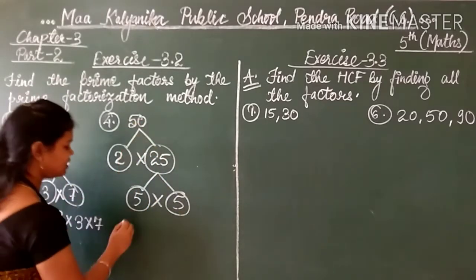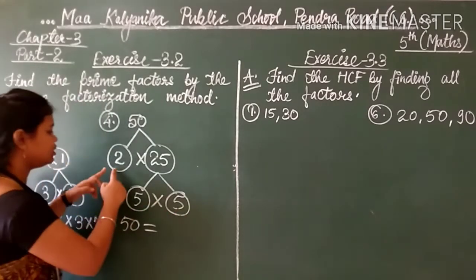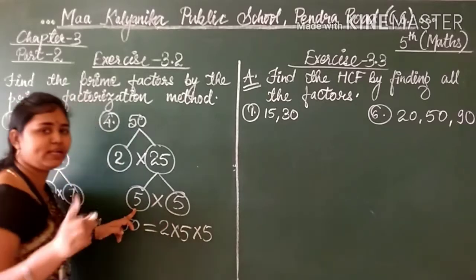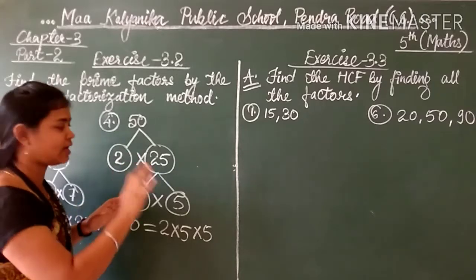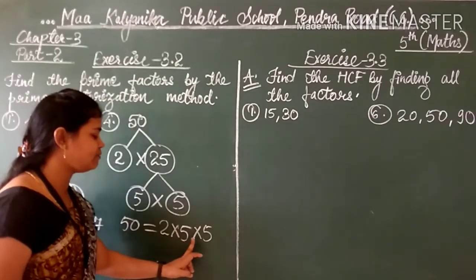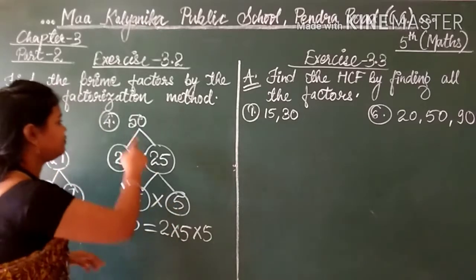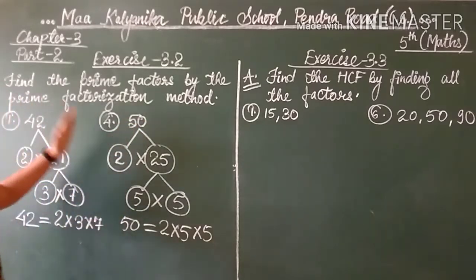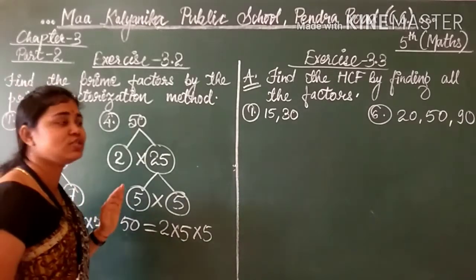Now students, here 50 is there. So we will write 50 is equal to, of course, now 5 and 5 cannot be further divided. So now 2 multiplied by 5 multiplied by 5. Only you have to write the prime factors, not the other factors. This is also a factor, but it is not a prime factor. Okay, now see 2, 5 and 5. So the prime factors of 50 are 2 multiplied by 5 multiplied by 5, means 2 5s are 10 and 10 5s are 50. So 50 we have received. So this is the prime factorization of 50. So students, in this way we can find the prime factors by the prime factorization method.